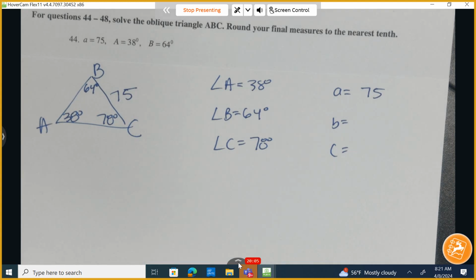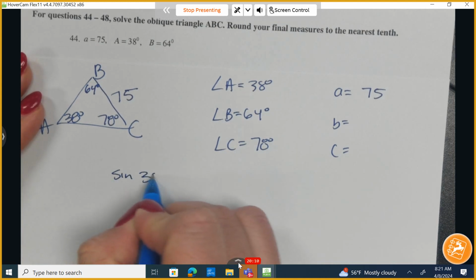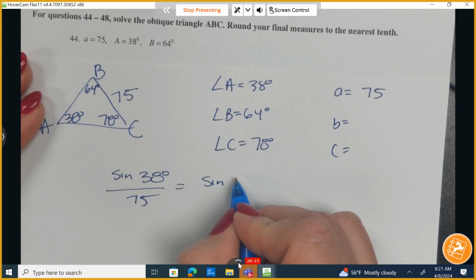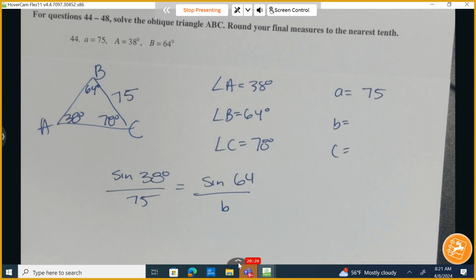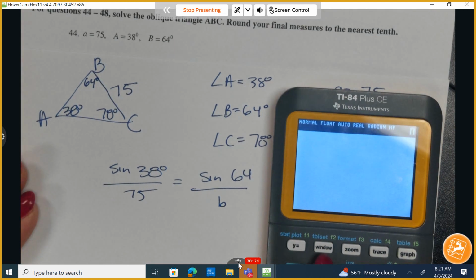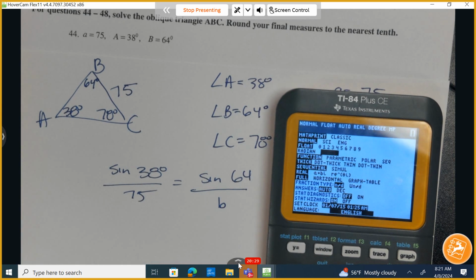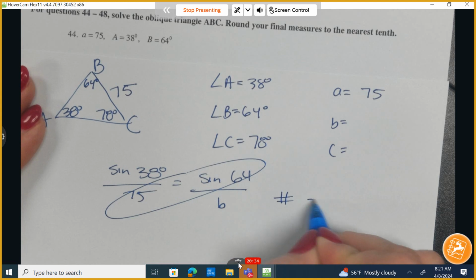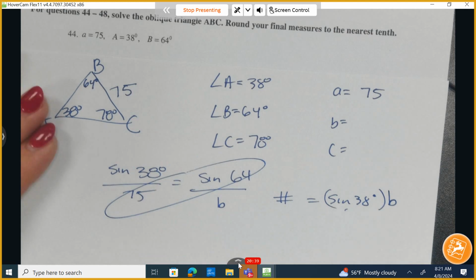So when I have my angles and I have one side, we can use law of sines. So I have the sine of 38 degrees over 75 equals the sine of 64 over side B. Let's switch over to degrees because I'm provided with degrees. When I solve this, I'm going to start by multiplying these two, and set it equal to the sine of 38 degrees times B. And then I'm going to divide by that sine of 38.